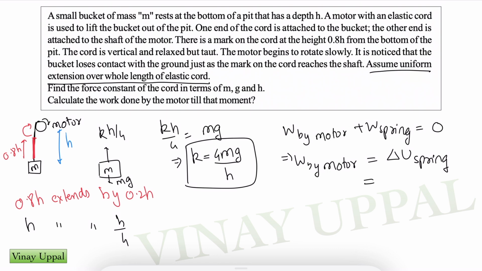Change in potential energy is negative of the work done. And initially the spring was at natural length, so 0 potential energy, and finally it is half k into extension squared, where extension is h by 4. So just substitute k that we found out here. So this will come out to be mgh by 8. So this is the work done by the motor by the time the cord gets extended by h by 4.